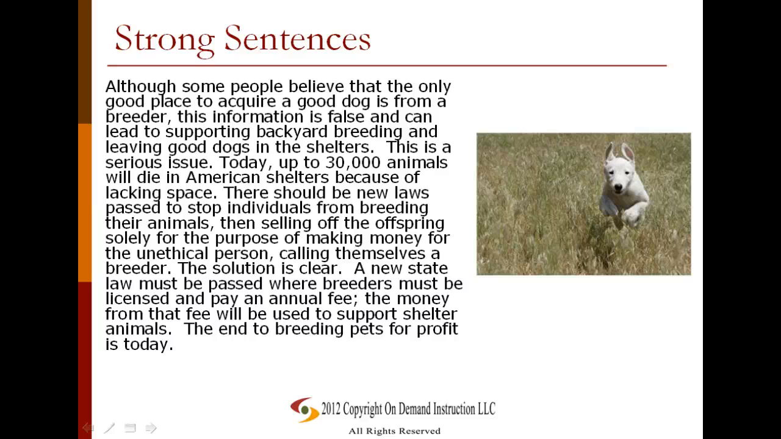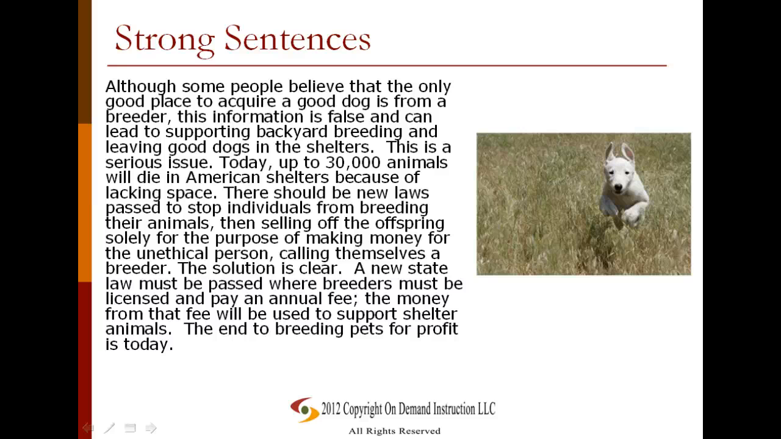Although some people believe that the only good place to acquire a good dog is from a breeder, this information is false and can lead to supporting backyard breeding and leaving good dogs in the shelter. This is a serious issue. Today, up to 30,000 animals will die in American shelters because of lacking space. There should be new laws passed to stop individuals from breeding their animals, then selling off the offspring solely for the purpose of making money for the unethical person calling themselves a breeder. The solution is clear.